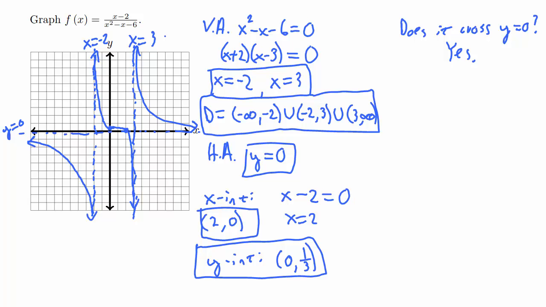Alrighty, well, there you go. Here's the graph of f of x equals (x minus 2) all over (x squared minus x minus 6).